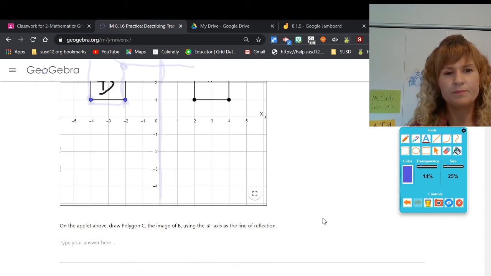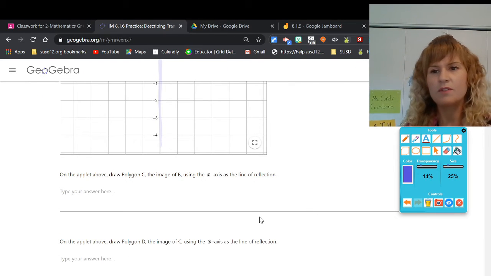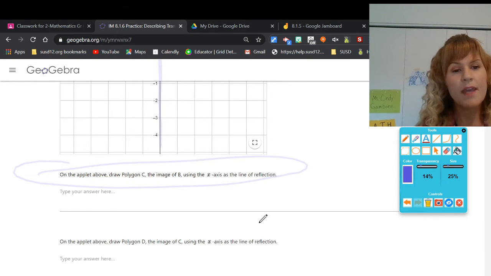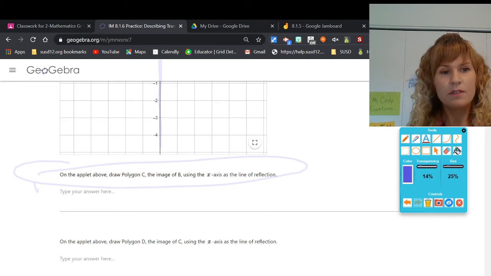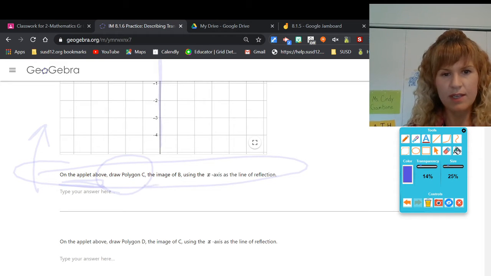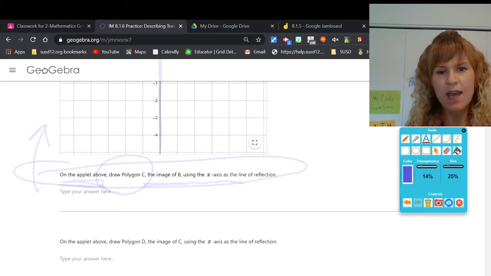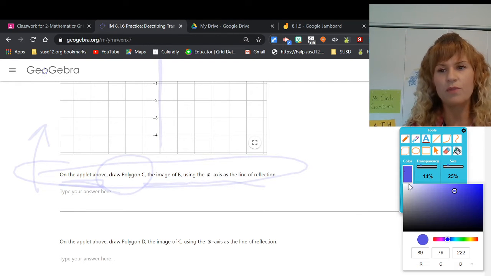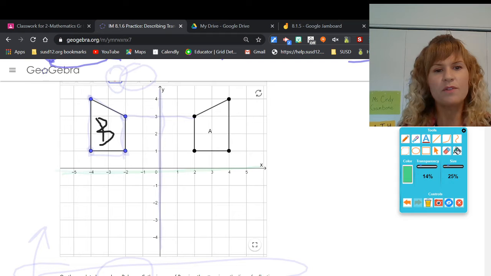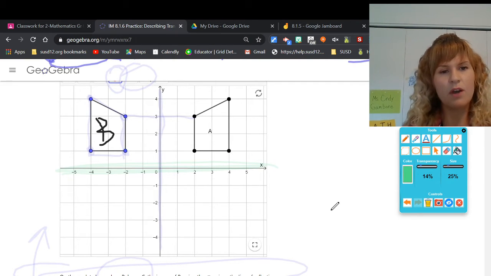Let's keep going. The next set of directions are hard to find, but it's underneath the graph. On the applet above, that means going back up. On the applet above, draw polygon C, which is the image of B, using the x-axis as the line of reflection. Okay, so now we're going to use the x-axis as the line of reflection. So I'll highlight that in green.